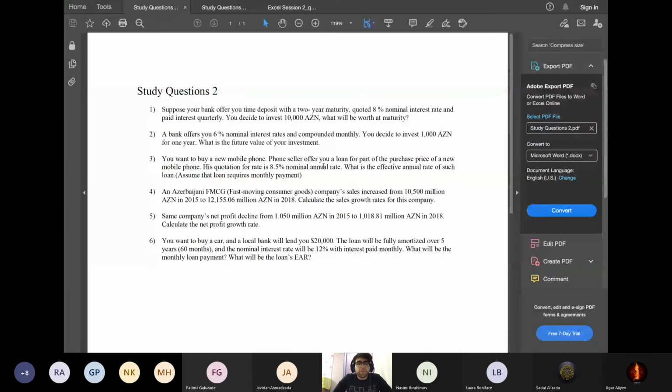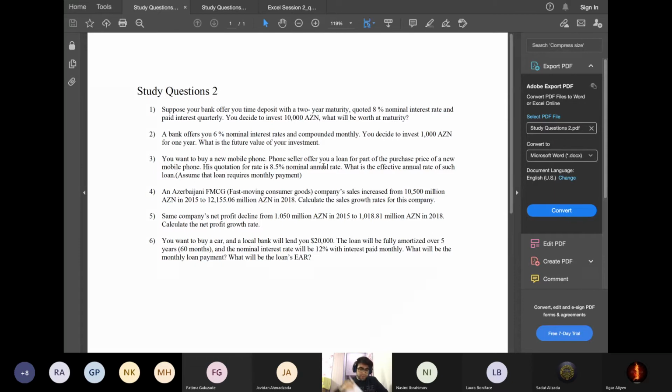Third question, you want to buy a new mobile phone. The phone seller offers you a loan for a part of the purchase price of a new mobile phone. His quoted rate is 8.5% nominal annual rate. What is the effective annual rate?